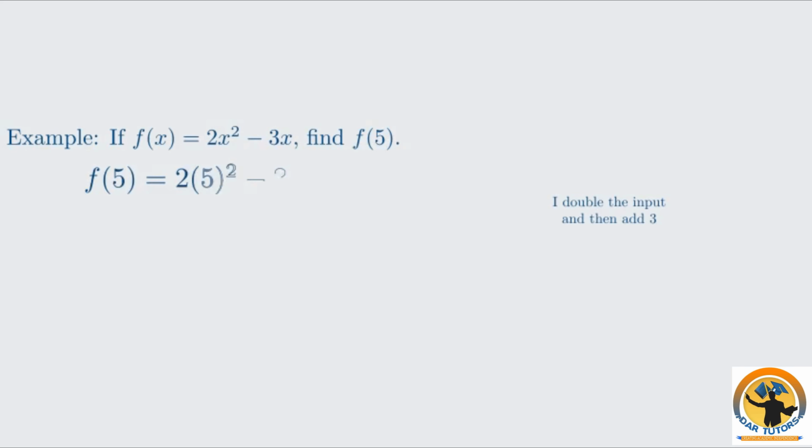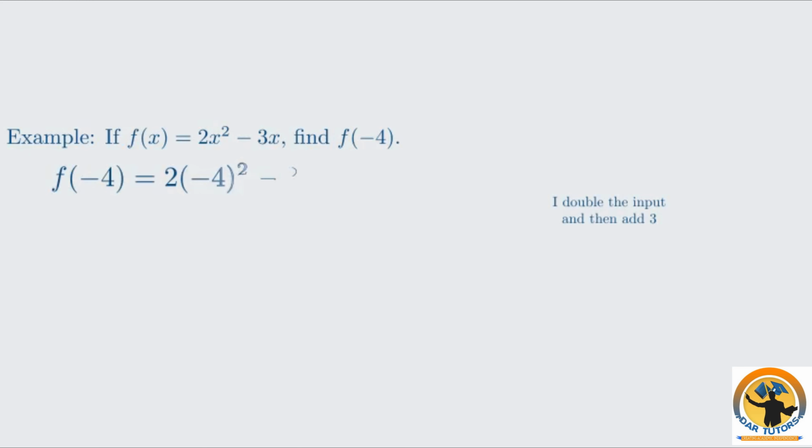Suppose we have the function f of x equals 2x squared minus 3x. To find f of 5, we replace every x in the expression with 5. This gives us 2 times 5 squared minus 3 times 5, which simplifies to 35. Similarly, to find f of negative 4, we replace x with negative 4. Remember to use parentheses to avoid sign errors. This gives us 2 times negative 4 squared minus 3 times negative 4, which simplifies to 44.